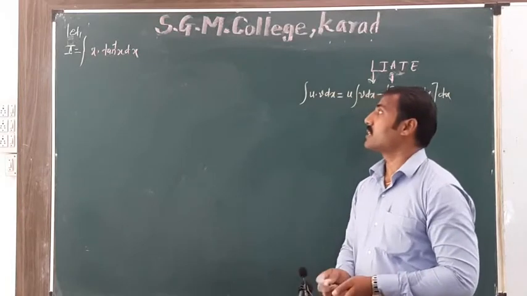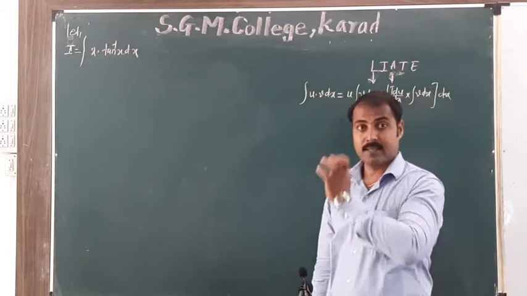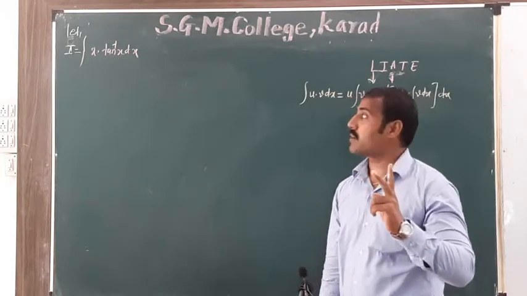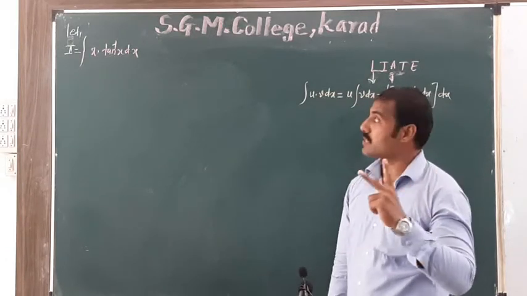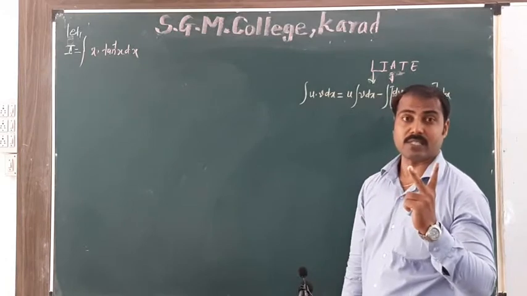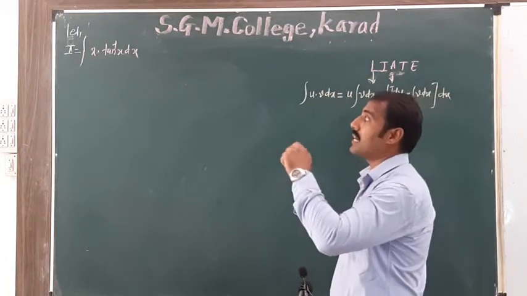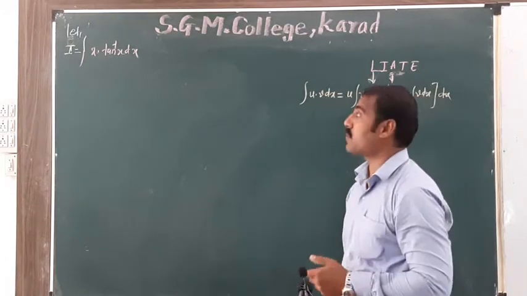Let I is equal to integration of x into tan inverse x. Here the integrand is a product of two functions. Which two functions? x into tan inverse x. First function is x, second function is tan inverse x. Now we have to select the first and second function by proper choice.